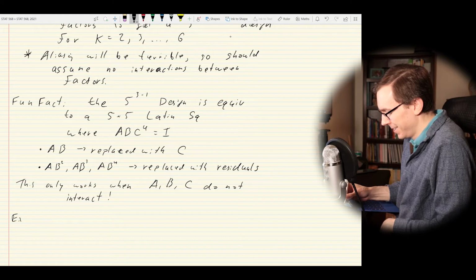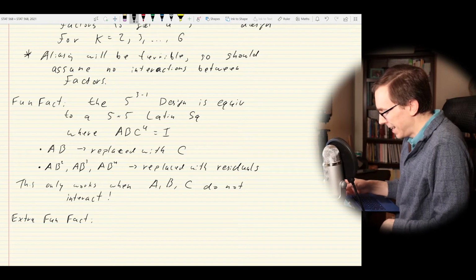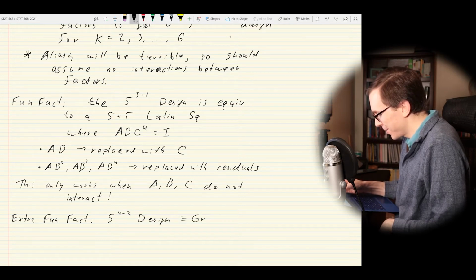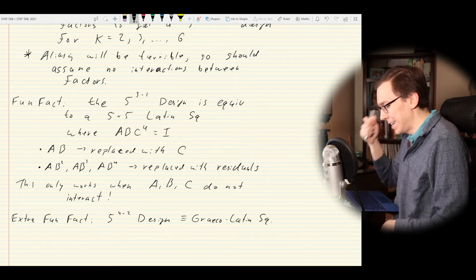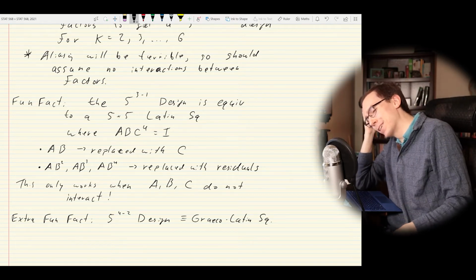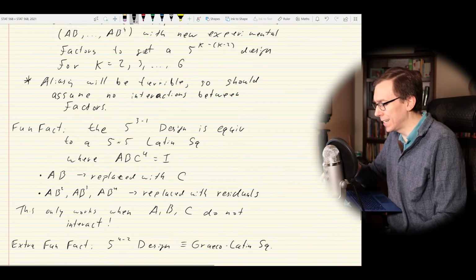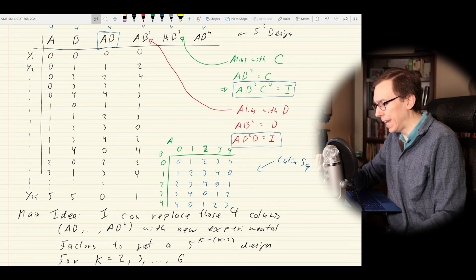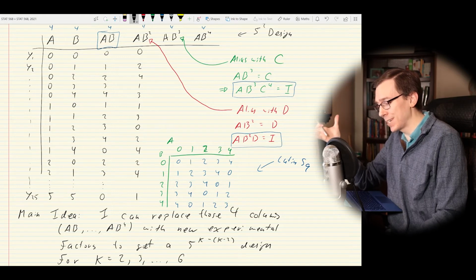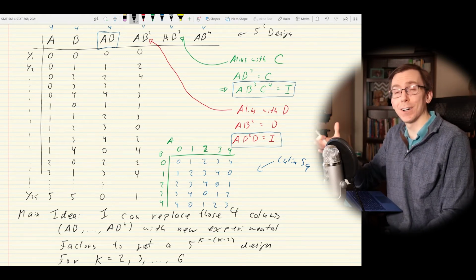And then the extra fun fact is that a 5 to the 4 minus 2 design is equivalent to a Greco-Latin square. And if we were to go on, a 5 to the 5 minus 3 design would be equivalent to a hyper Greco-Latin square, and so on, because all of these columns, A, B through AB to the 4th, are going to be orthogonal to each other. And because they're orthogonal to each other, they correspond to orthogonal Latin squares.